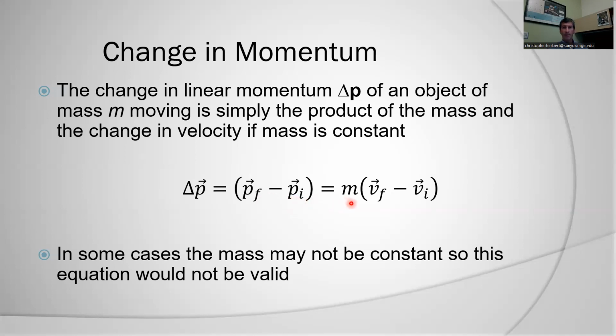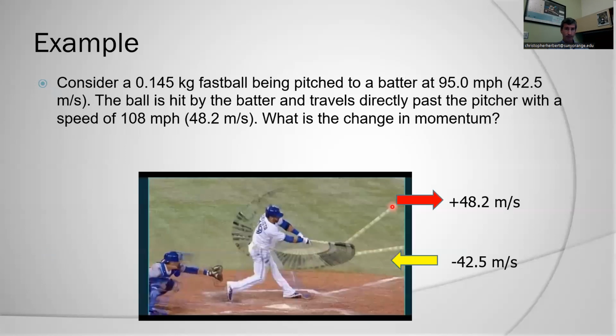Now, if the mass is constant, which it almost always is in most of these cases, we'll see the case at the end of the chapter where we have rockets where the mass is changing very rapidly, we can just say that our impulse, our change in momentum, is the mass times the change in the velocity.